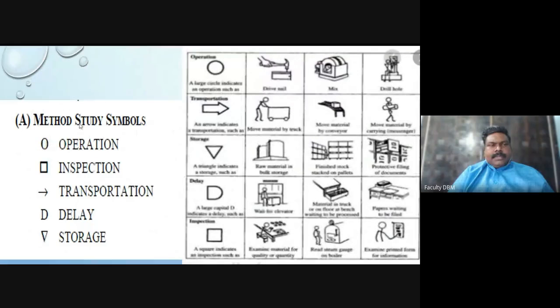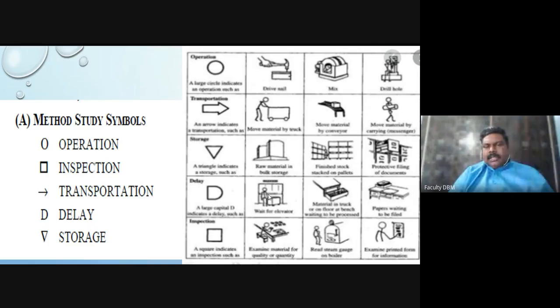Another method, you can see these symbols. A chart is like this. Operations are driving, mixing, drilling a hole. These are the operations. Transportation means movement of trucks, like a conveyor belt, or people carrying. This is storage at the godowns, the finished pallets, and any racks where we can place them. This symbol indicates storage.